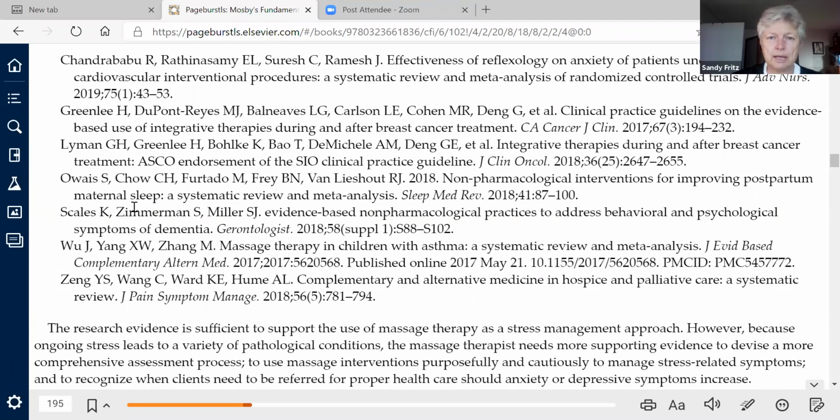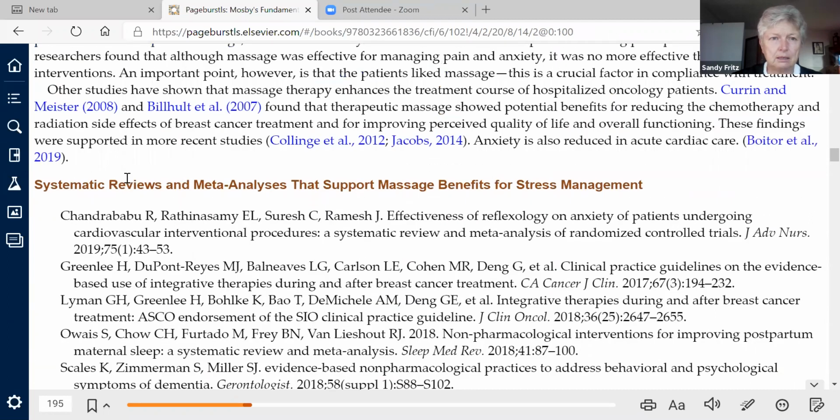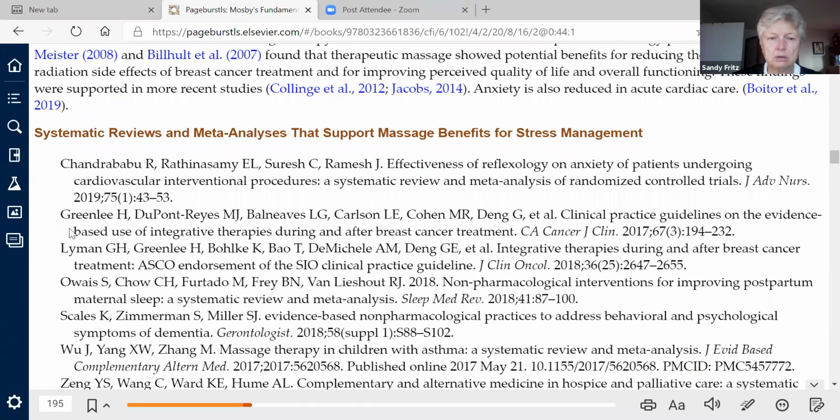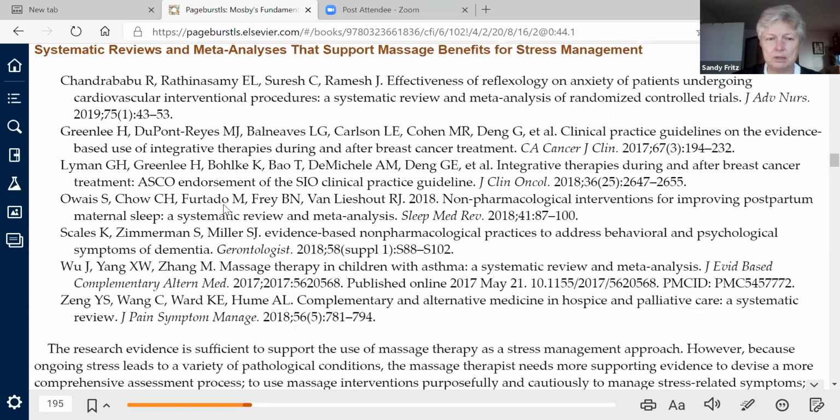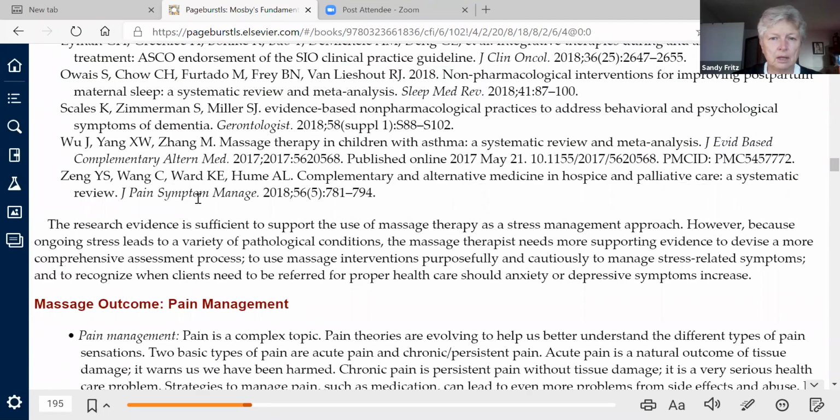Make sure that you have a solid understanding of, if you're going to speak, if you're going to say, okay, I agree with Sandy that there is good evidence to help people manage stress using massage, then you have to do your due diligence to understand what's going on with that.